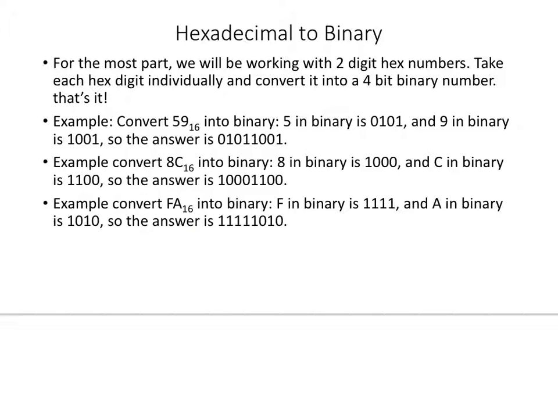Last example here, FA, hexadecimal number. You want to convert that to binary. As I mentioned before, F in binary is 1111. This is 15. And A is 10. In binary is 1010. So therefore, it's 11111010.